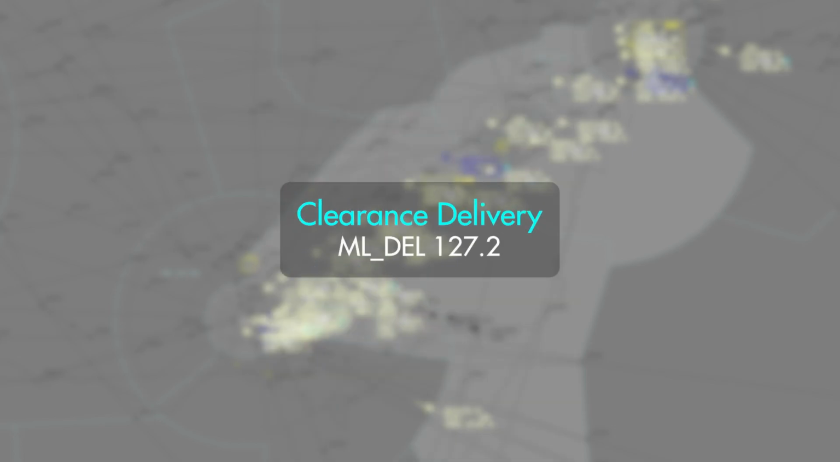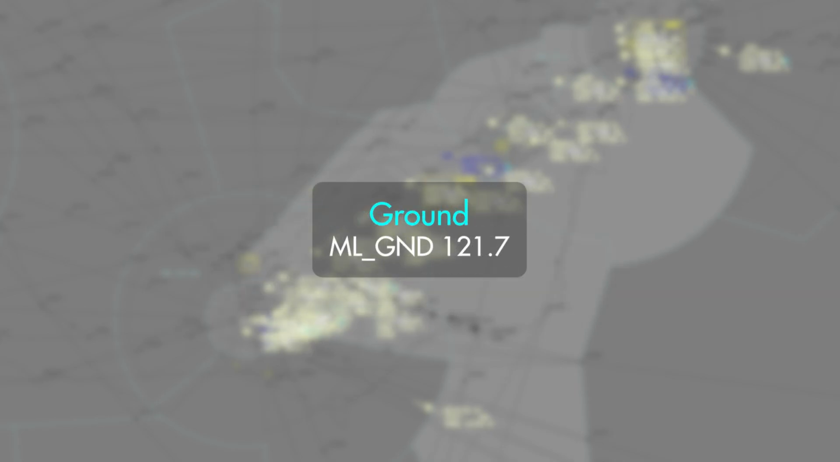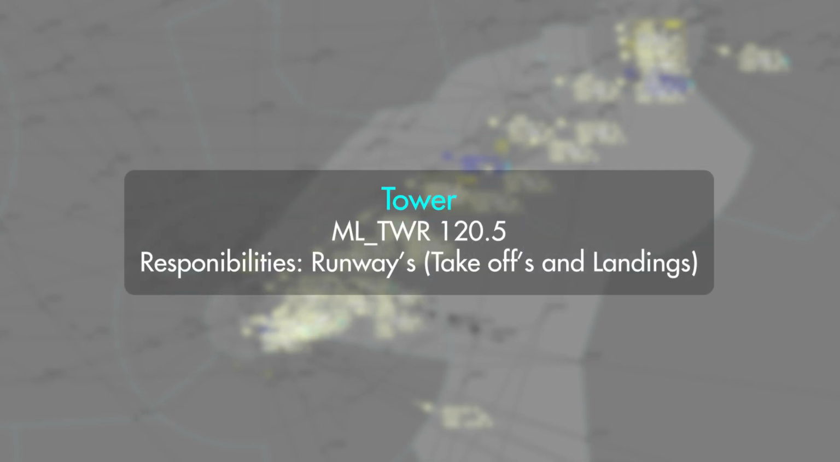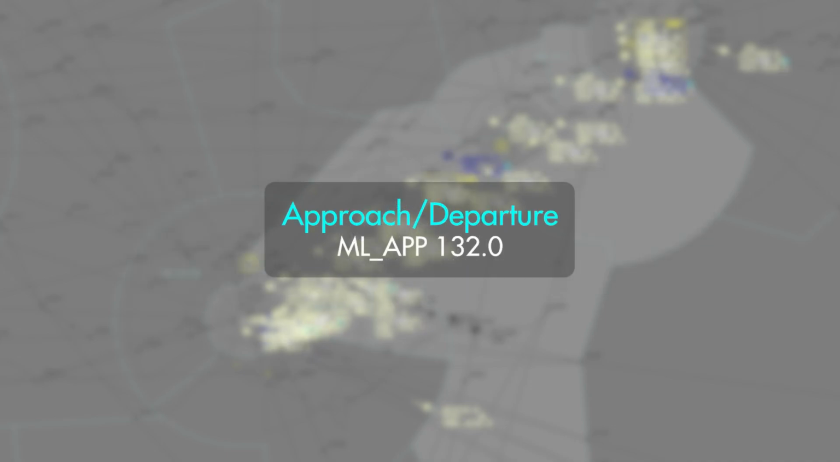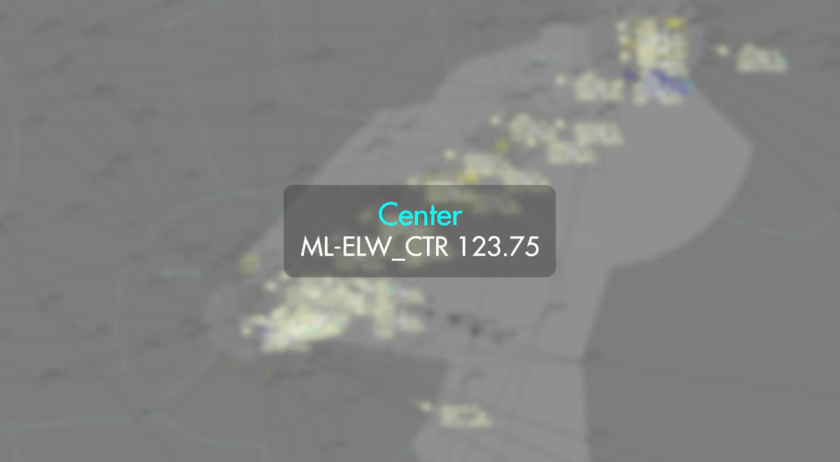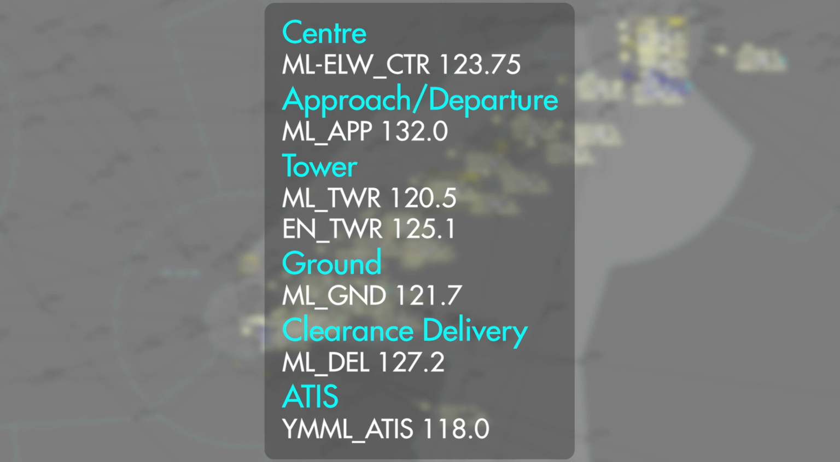DEL, which stands for delivery, is responsible for clearances. GND for ground is responsible for taxi. TWR for tower, which is responsible for the runways. APP/DEP or approach and departures are responsible for arrivals and departures for busy aerodromes. And CTR for center, which looks after airborne aircraft that are not covered by approach or departures which are en route to their destinations. If we have a look again at the controllers list, we can see that Melbourne delivery, ground, tower, approach and center is online.